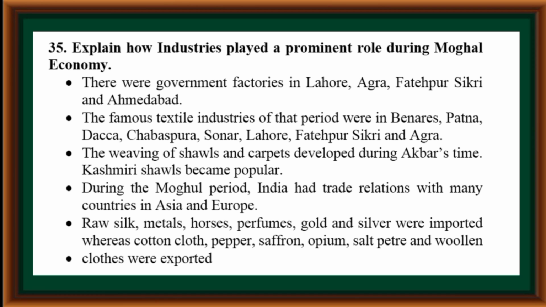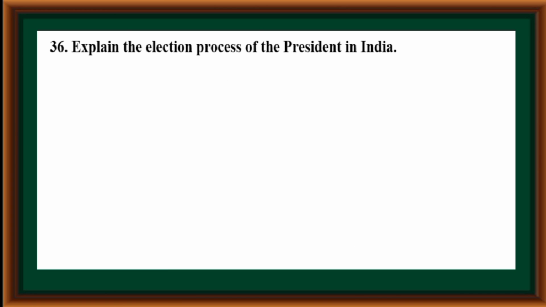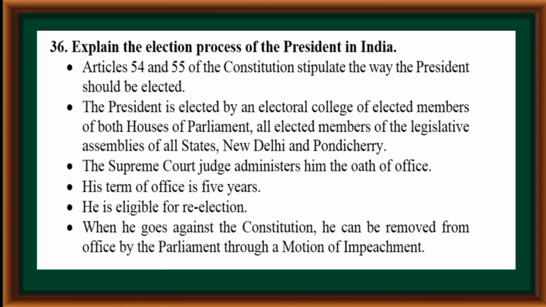Kashmir shawls became popular. During the Mughal period, India had trade relations with many countries in Asia and Europe. Raw silk, metals, horses, perfumes, gold, and silver were imported, whereas cotton cloth, pepper, saffron, opium, salt, saltpetre, and woolen clothes were exported.